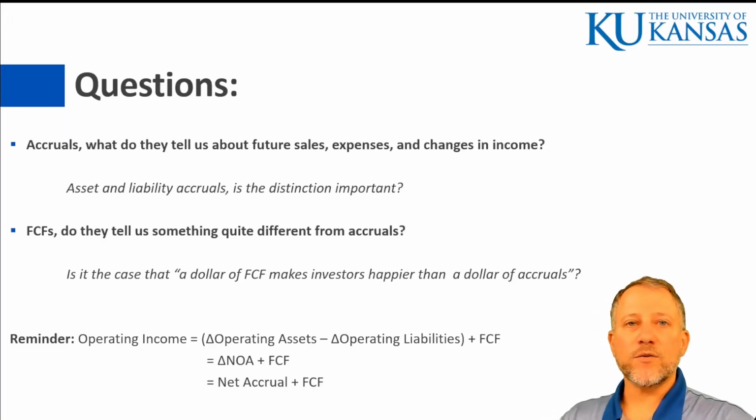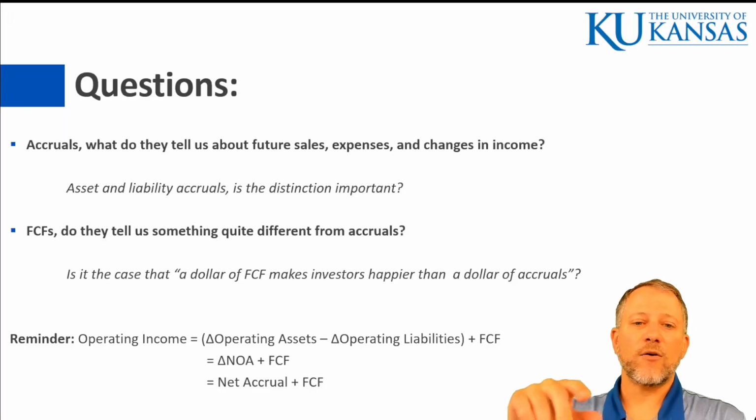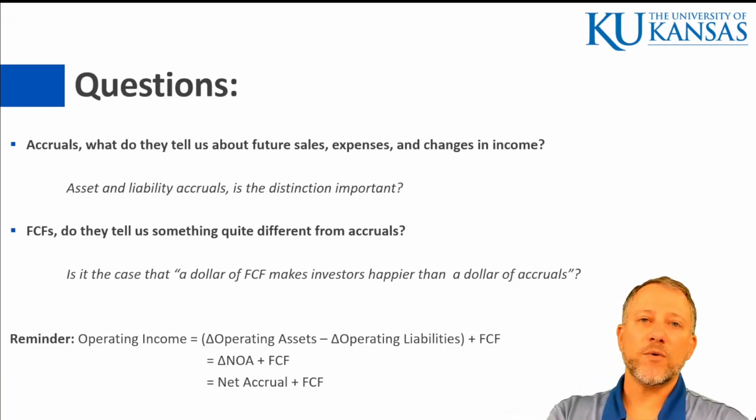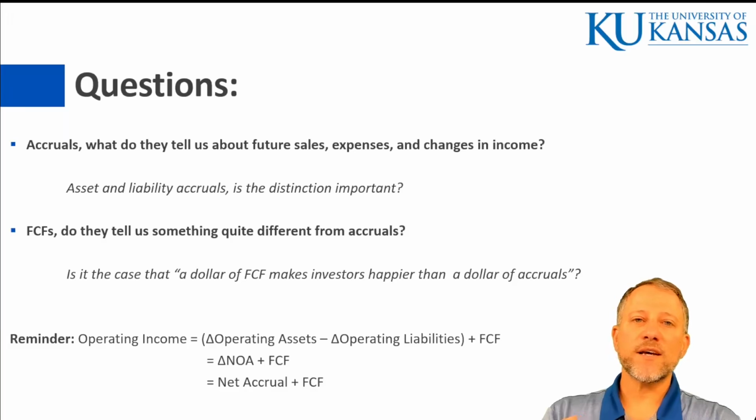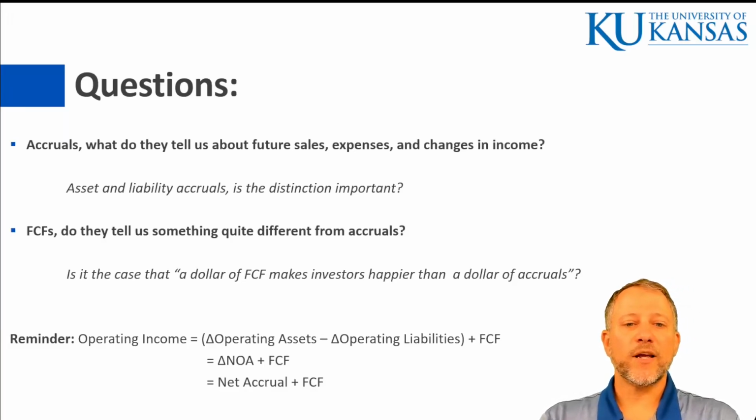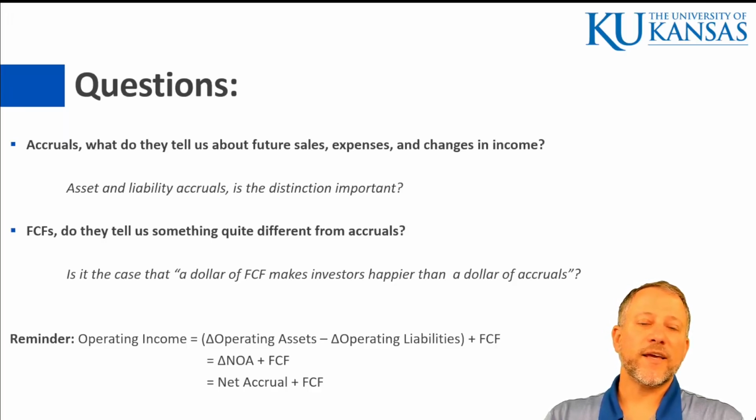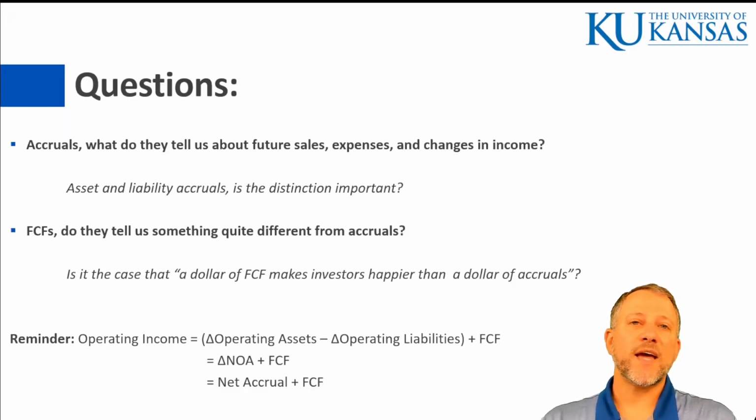Before I dig into our two main research questions here, I want to start at the bottom of the slide, which is a recap from the last lecture. In the last lecture, we showed you that operating income can be decomposed into the change in net assets, which, if you look at the first line, can be even further decomposed into the net of operating assets and operating liabilities. So when we say NOA, or net operating assets, we're saying the operating assets net of the associated liabilities.